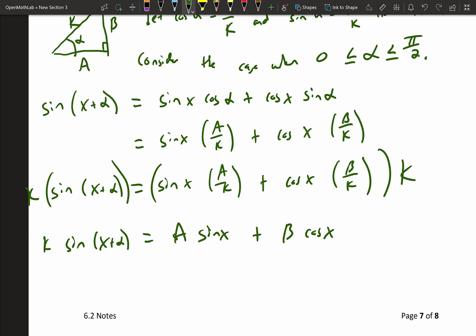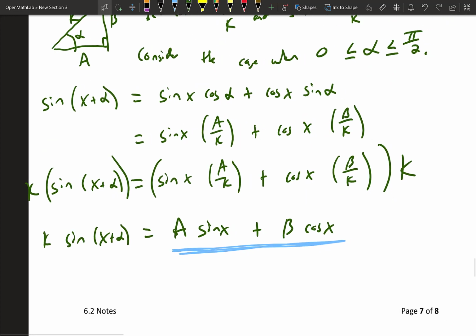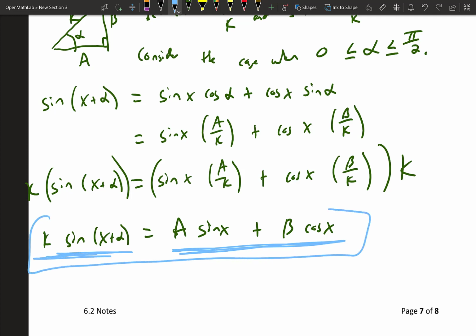So you can see here that this right-hand side is what we are trying to describe, right? The objective is to write a sum of a sine x and b cosine x, that's the sum of a sine x plus b cosine x, as a single term, which is this left-hand side. So this is our formula that we were trying to work with.